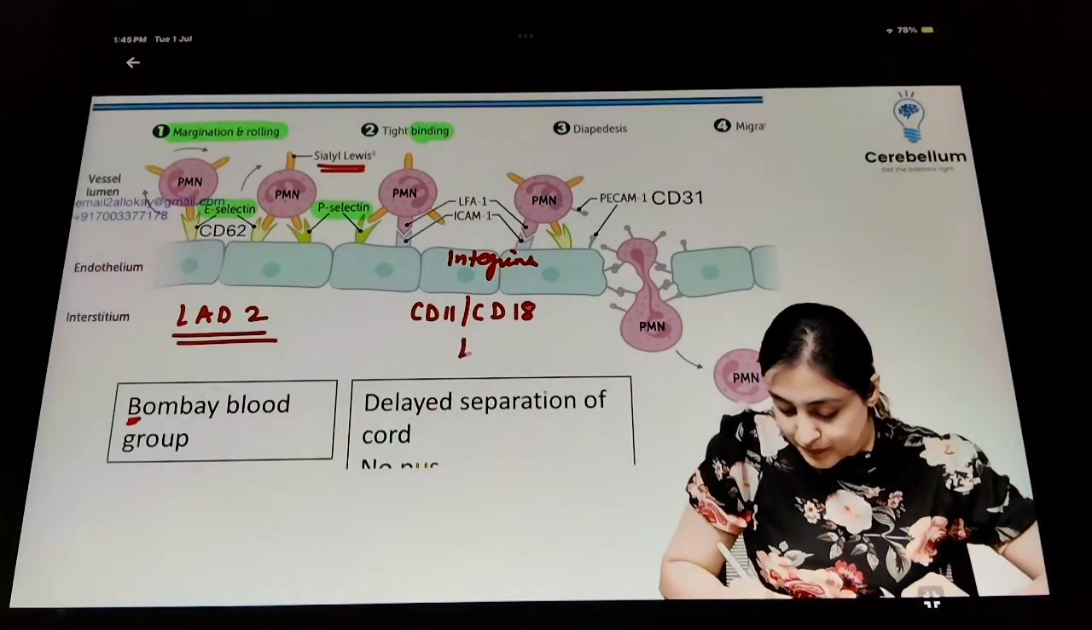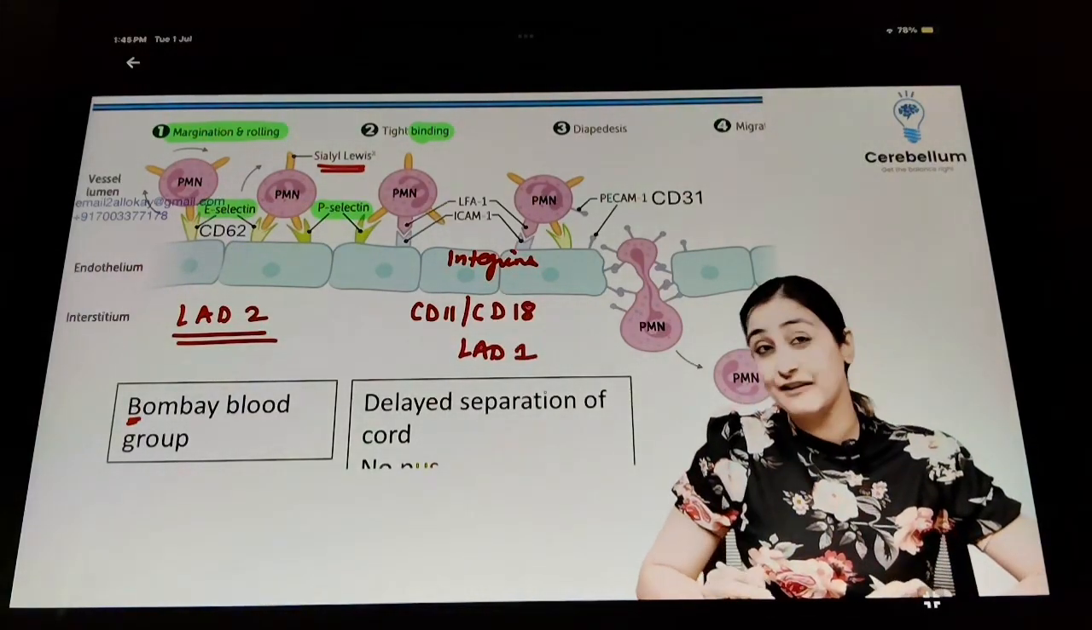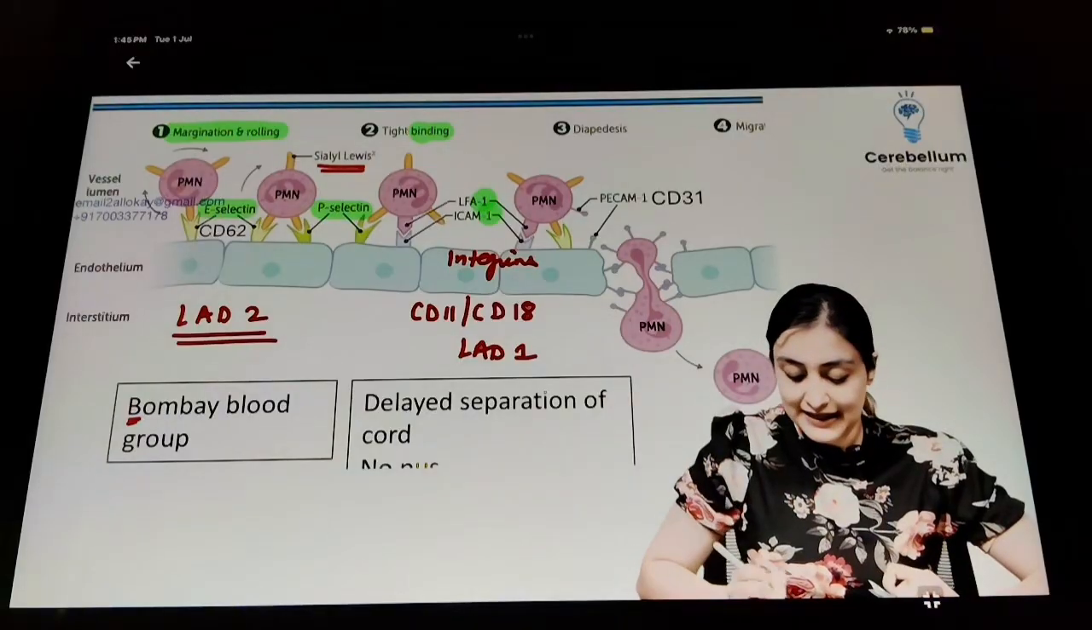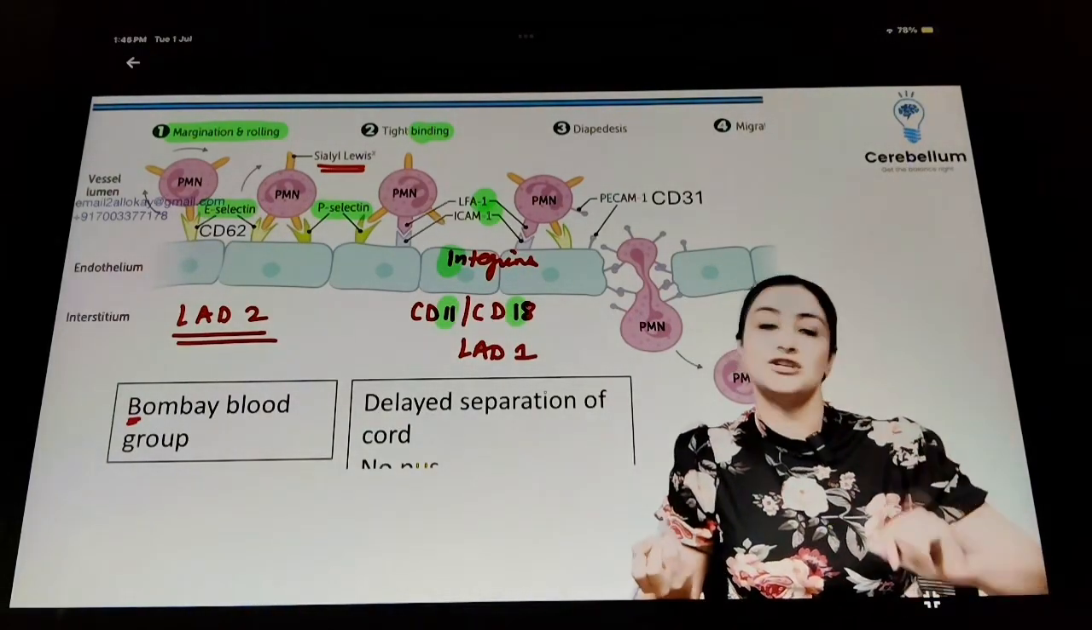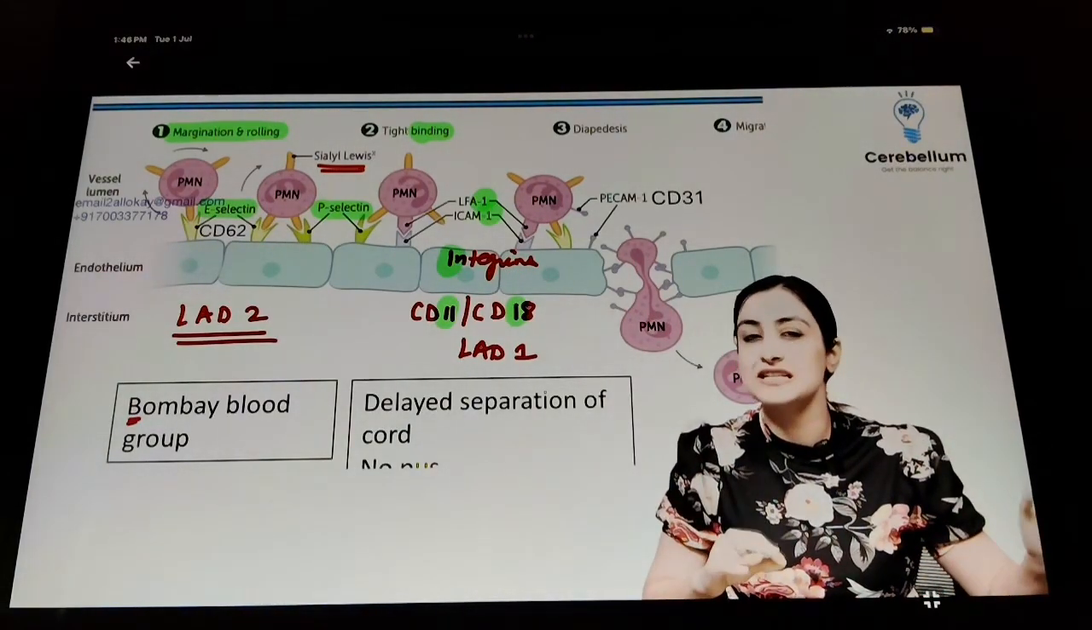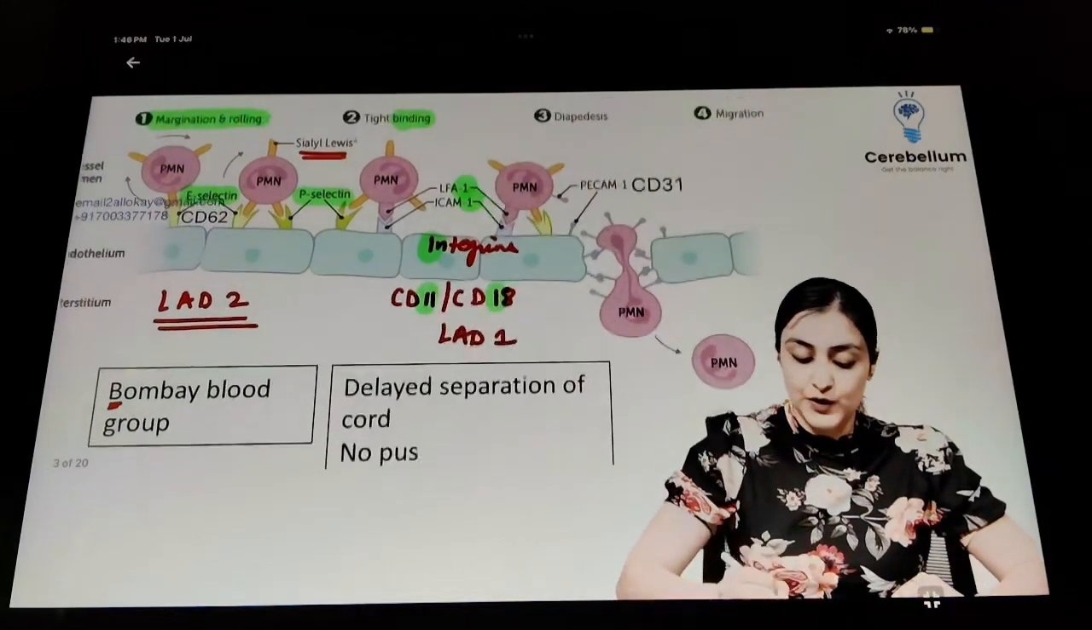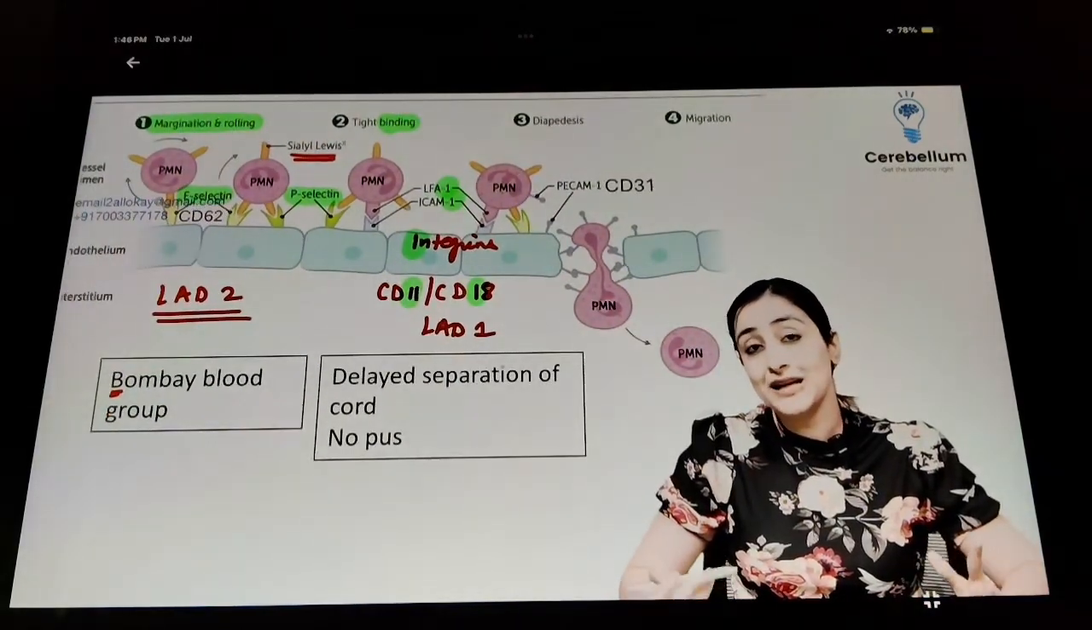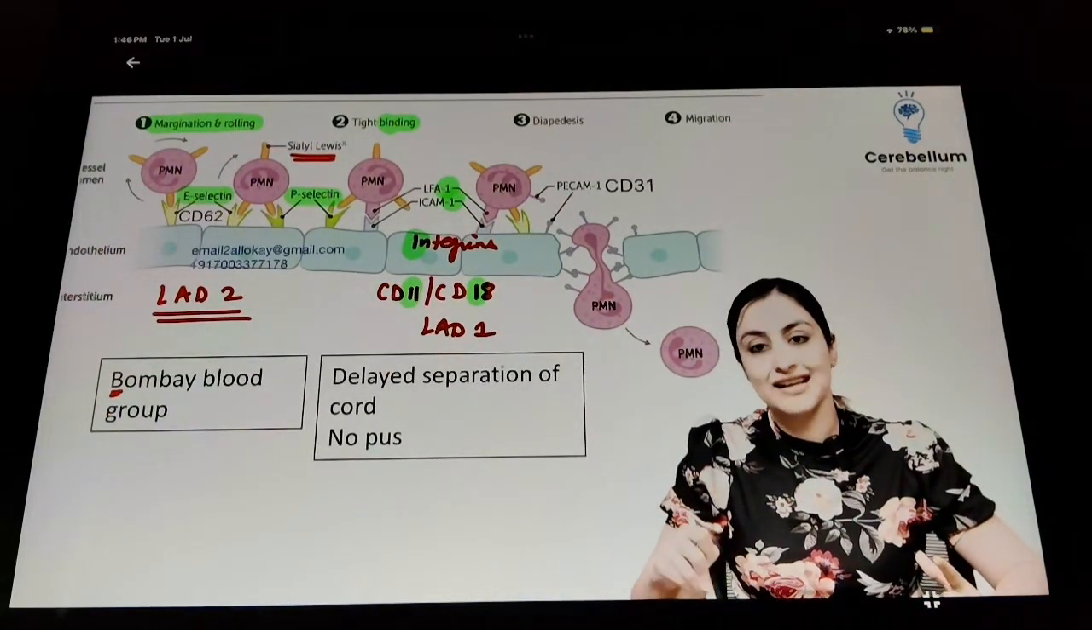So essentially, don't remember everything, just remember that everything in LAD1 is a 1: LFA1, ICAM1, integrins, CD11, CD18. So that becomes very easy. You don't even have to memorize anything. You just see a 1 and it is LAD1. Now, because there is no binding, what happens? There is not going to be any pus because eventually the neutrophils just couldn't reach the site of the inflammation.